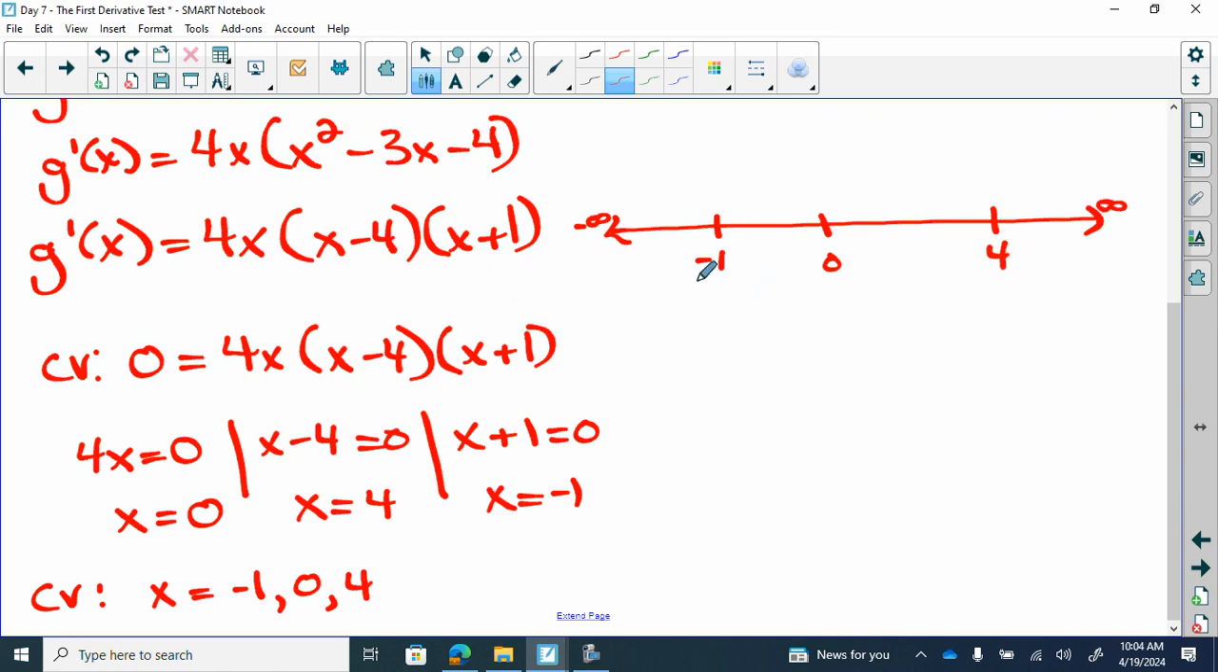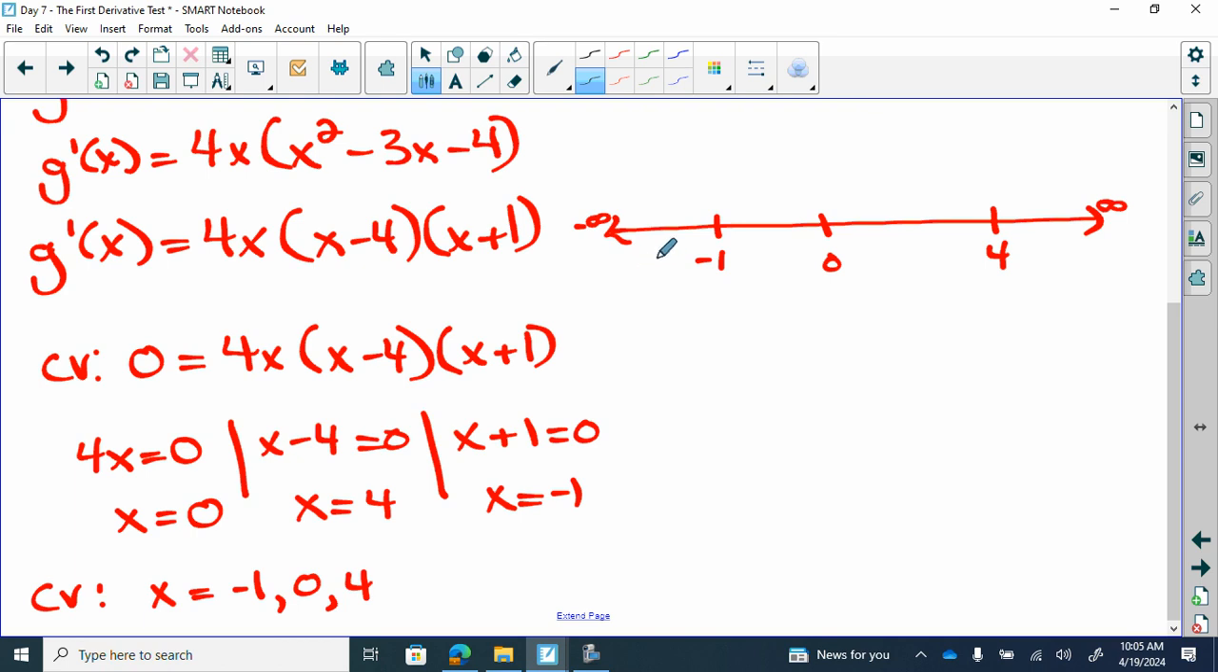How many intervals do I now have? 3 critical values gives me 4 intervals. One from negative infinity to negative 1, a second one from negative 1 to 0, a third one from 0 to 4, and a fourth one from 4 to infinity. Let's test these intervals. I can pick any number between negative infinity and negative 1.